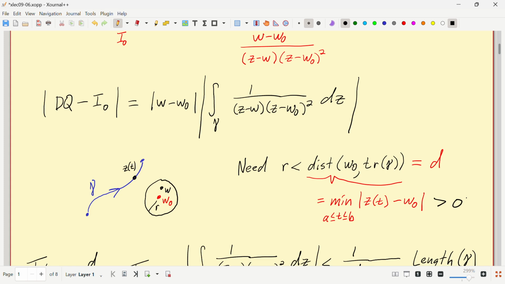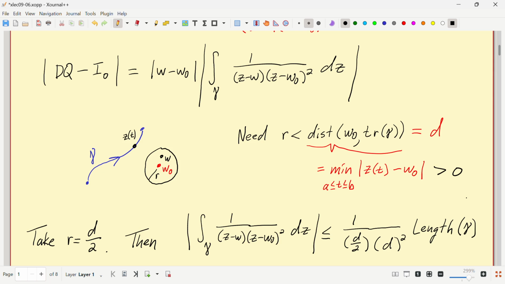Okay, and now w is going to slide into w naught, and we just have to keep it away from the curve. So I drew a disk that would work there. I take a disk of radius r, and that just has to be smaller. The radius has to be smaller than d, and then it would guarantee that w stays away from the curve. So it'd be natural to take r equal d over 2. That would certainly do it.